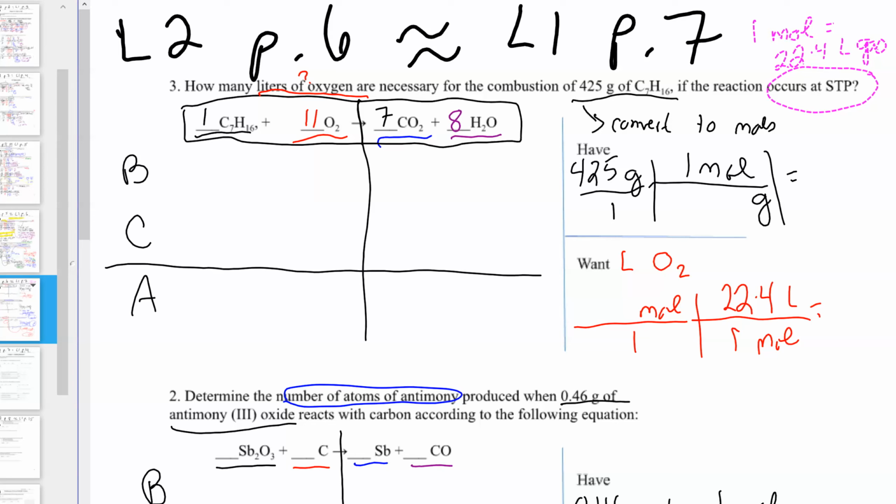So for number 3, how many liters of oxygen, so liters, that's the volume, are necessary for the combustion of 425 grams of C7H16 if the reaction occurs at STP? Now that reaction occurring at STP is just telling you that we can use 1 mole as 22.4 liters. The first thing is I'm not given moles, I'm only given grams. I have to convert to moles. So if I have 425 grams of C7H16 and I want to get to moles, your brain better be shouting at you, periodic table. So let's go to the periodic table.